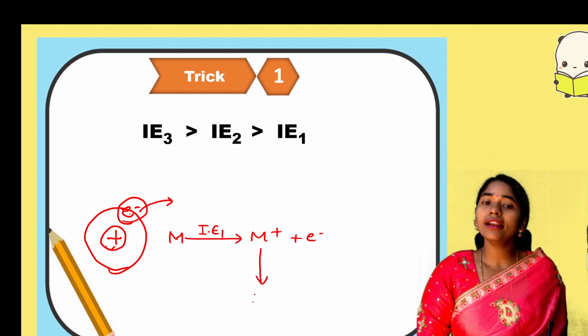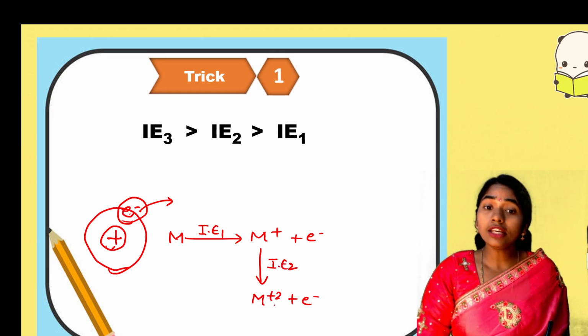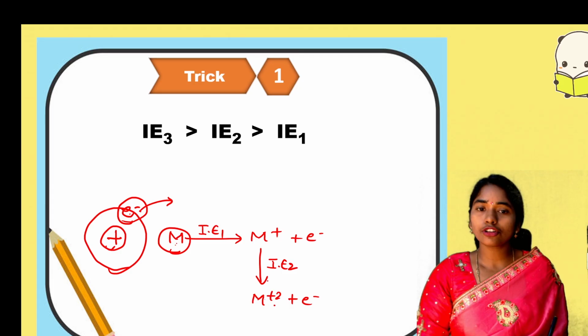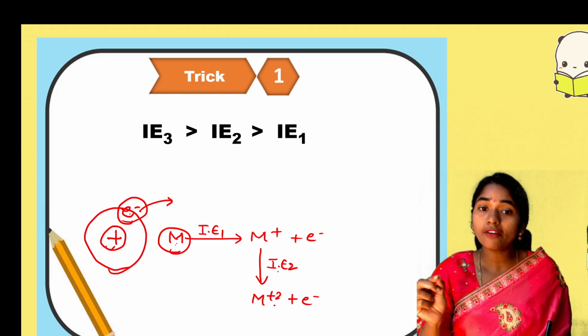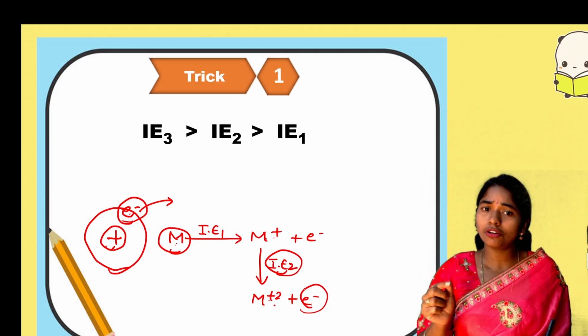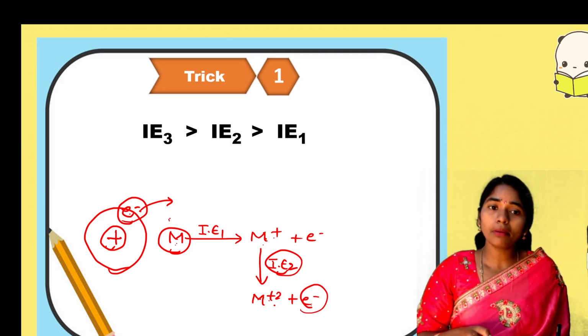If you are removing another electron, this is second ionization energy, IE2. And this is IE2 of the metal. You are removing the second electron. So this is not the meaning of IE2 of M plus. From M plus you are removing the first electron only, so this is IE1. I am talking about IE2 for the metal.